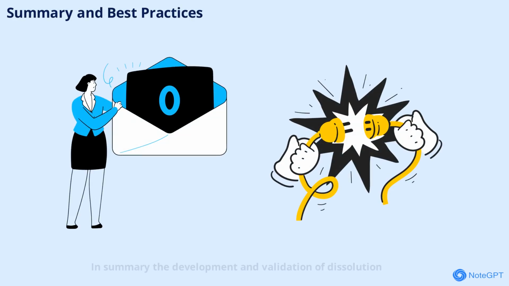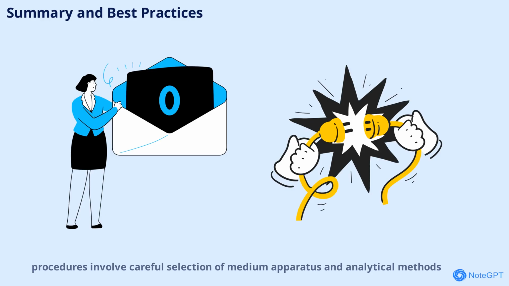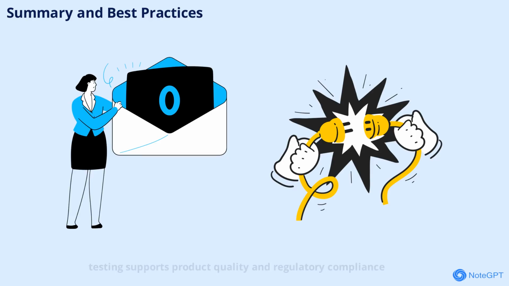In summary, the development and validation of dissolution procedures involve careful selection of medium, apparatus, and analytical methods. Robust validation ensures accuracy, precision, and reliability. Regular maintenance, documentation, and troubleshooting are key to consistent results. By following best practices, you can ensure that your dissolution testing supports product quality and regulatory compliance.